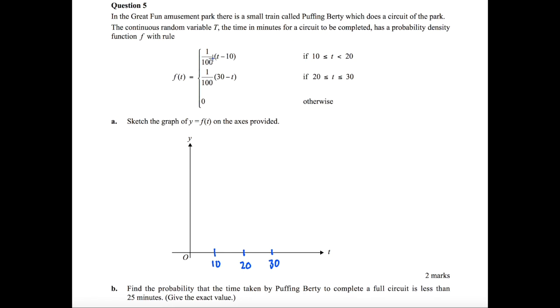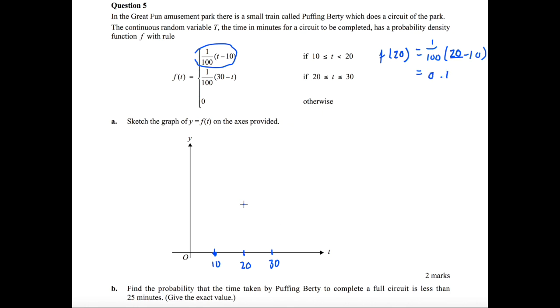Okay, for the first line, we can see that it's linear, obviously. And what we can do is substitute in the endpoints to find two values on the line. So for this function, f of 10 equals 1 on 100 times 10 minus 10 equals 0. So we know that this point here is actually an x-axis intercept, which is handy. The next part we can do is substitute in 20. So f of 20 equals 1 on 100 times 20 minus 10. 20 minus 10 is 10, so it's 1 on 100 times 10, which is 0.1.